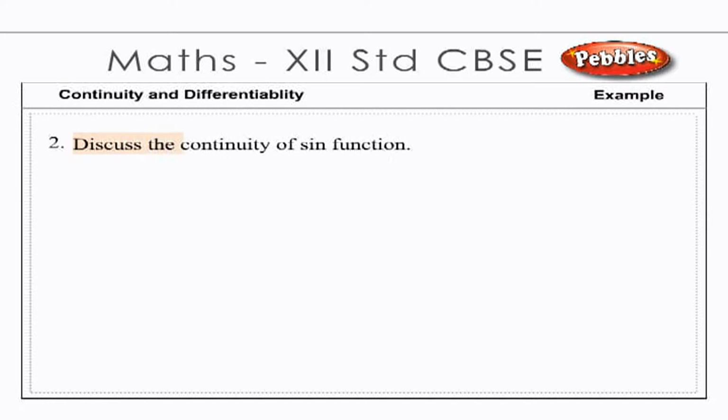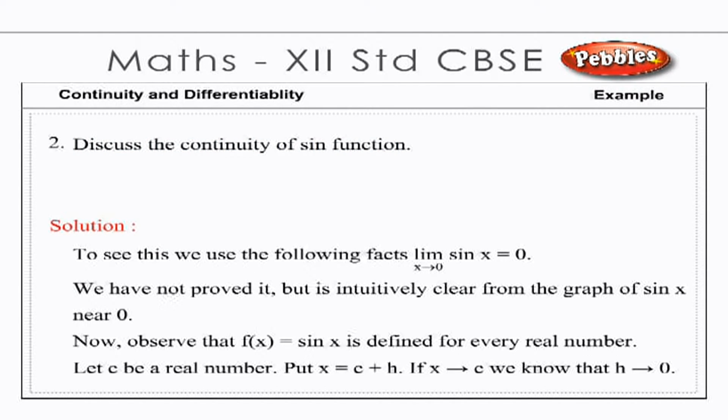Example: discuss the continuity of the sine function. Solution. To see this, we use the following facts. Limit x tends to 0 of sine x equals 0. We have not proved it, but it is intuitively clear from the graph of sine x near 0. Now, observe that f of x equal to sine x is defined for every real number. Let c be a real number. Put x equal to c plus h. If x tends to c, we know that h tends to 0.